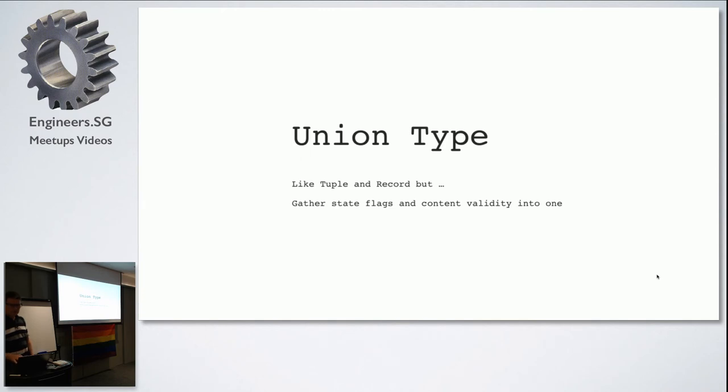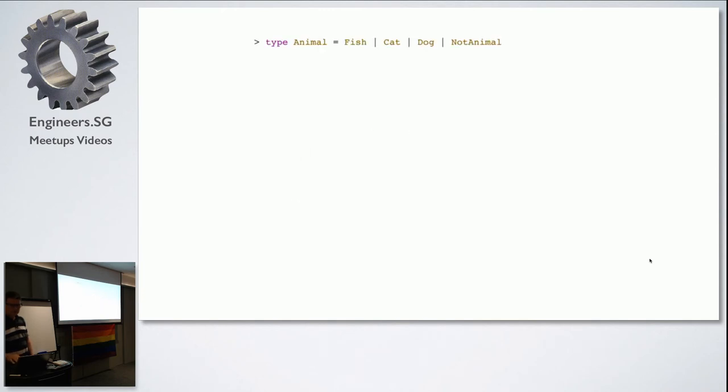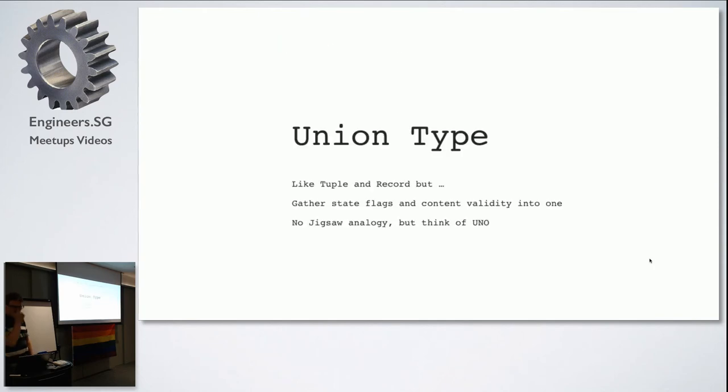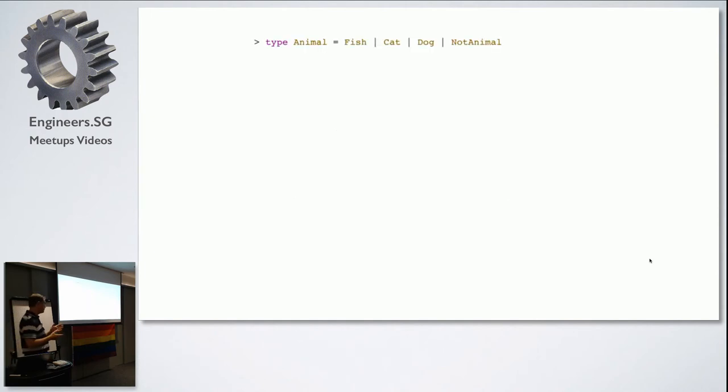Let's see if I can. Sorry. Here we don't have a jigsaw analogy, but if anybody knows Uno, the card game you play with kids, there's a card in there that can be any color or any number. As long as you have it in your hand, it can be anything. But as soon as you put it on the table, you have to decide it's a red 4. Boom. Right? It's a little bit like this, a union type. When you talk about it in the compiler, it can be any of these things. But once you are at runtime, it will only have a specific value or type, subtype. So let's try this out.